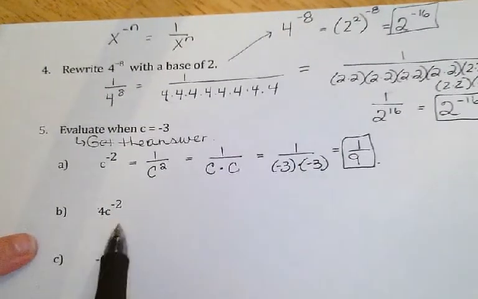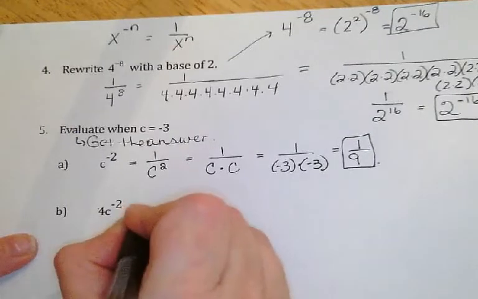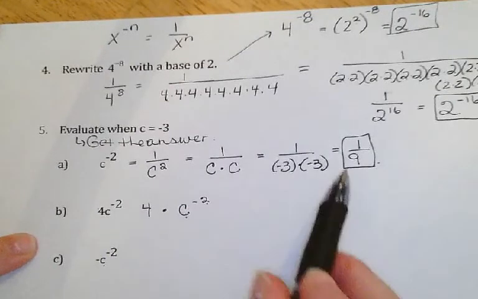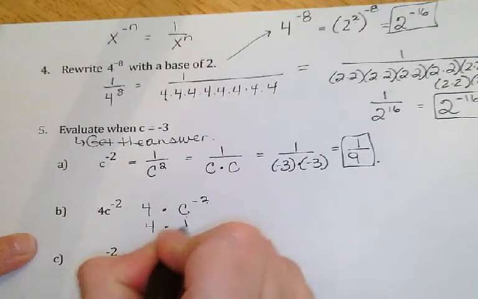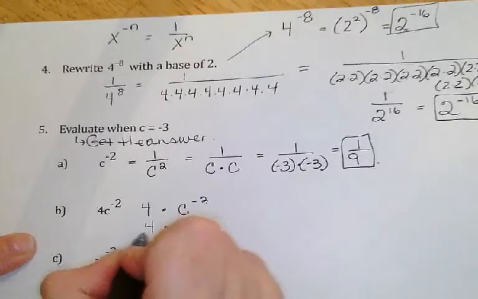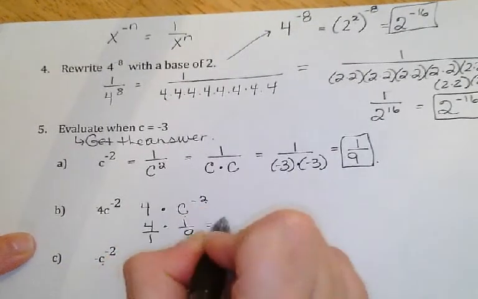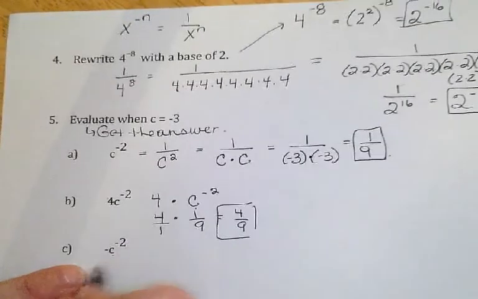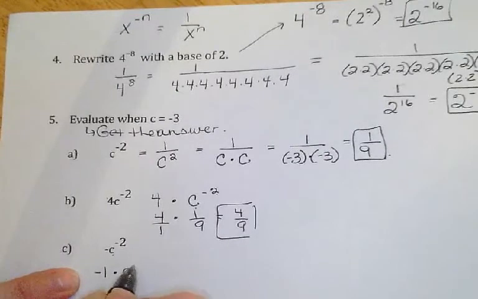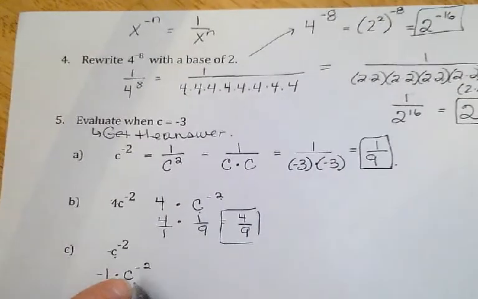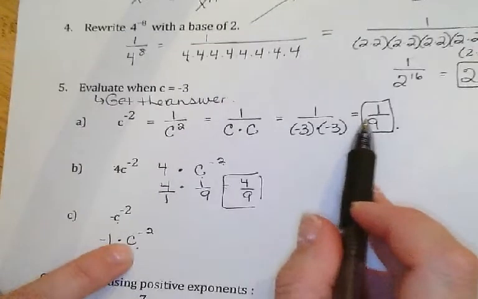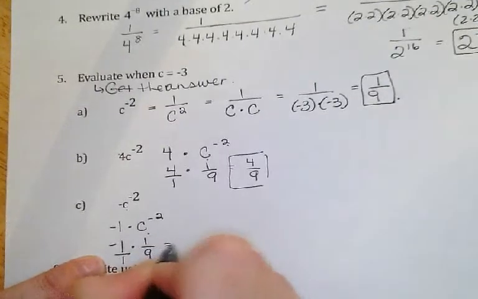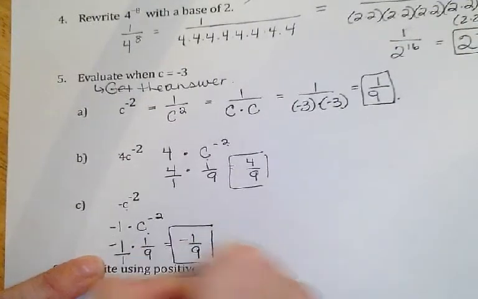This is going to save us a lot of time down here. So all we have to do here is multiply 4 times what we just got for an answer. We just got what c to the negative 2 is. It's 1/9. So just do 4 times 1/9. If you want, you can put a 1 underneath it and multiply straight across. 4 9ths. This one here, there's an invisible negative 1 in front of it. What do we just get for c to the negative 2? It was up here, 1/9. So just do negative 1 times 1/9, which is negative 1/9.